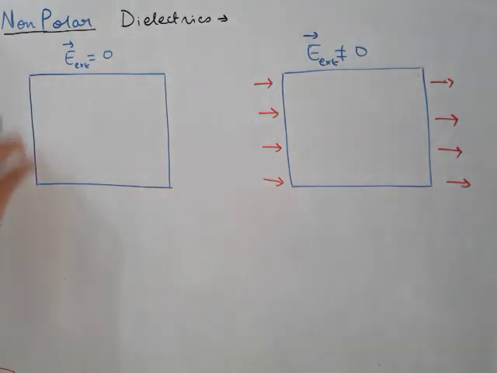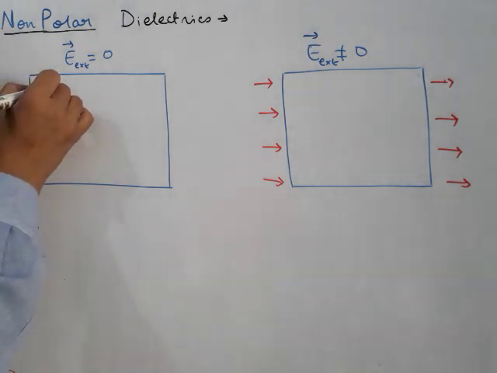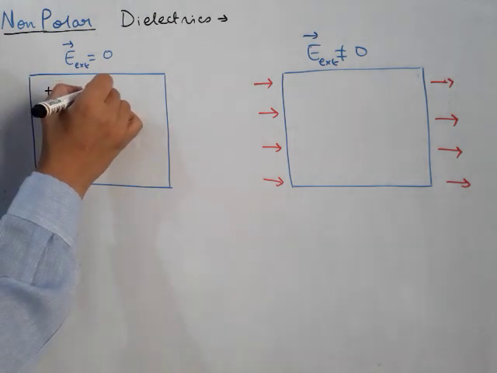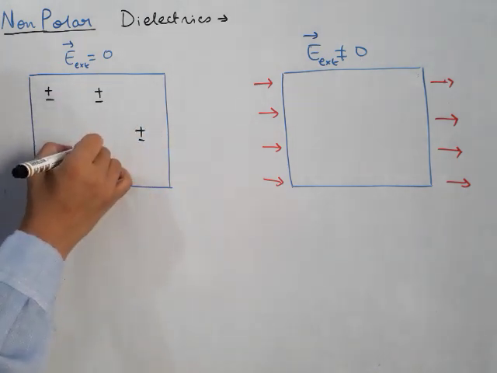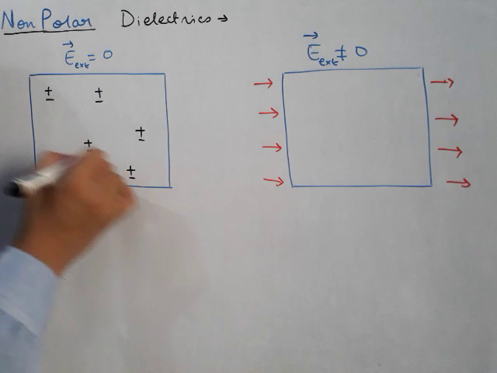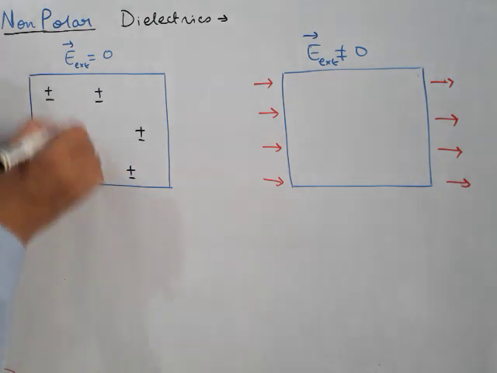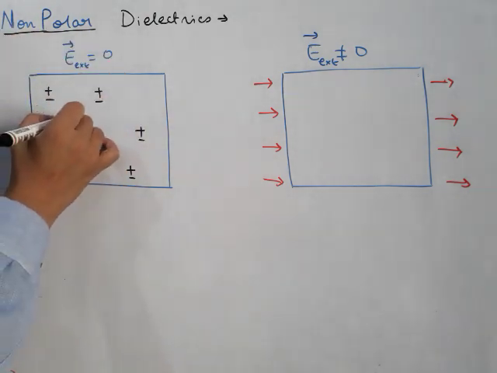Suppose this slab represents a non-polar dielectric. So it constitutes of molecules which are non-polar. Now non-polar, what I have told students, they are such molecules wherein we don't have a net dipole moment, because the centers of positive and negative charge coincide, like so. So I am representing only a few of the molecules. Likewise, you can draw many molecules over here.